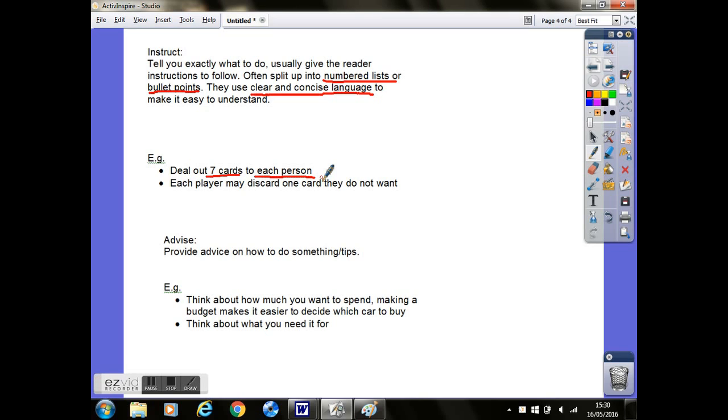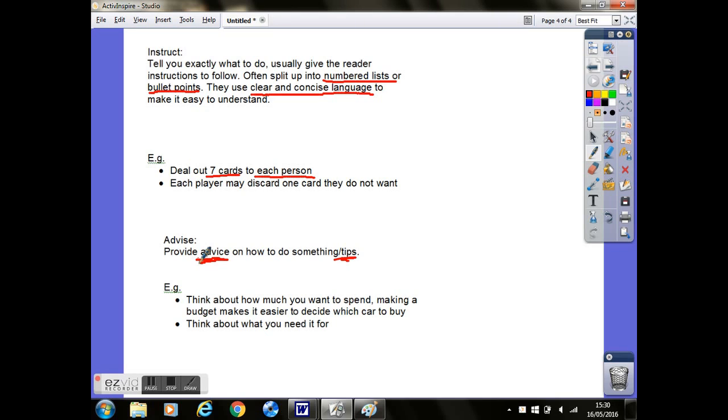Okay, then finally we've got advise. So again, it's pretty much how it sounds. It's just providing advice on how to do something or some tips. And commonly, again, you'll probably see this in bullet points just to make it a bit easier and quicker to read for the reader. So your example here, "Think about how much you want to spend. Making a budget makes it easier to decide which car to buy. And think about what you need it for." So just 2 tips.